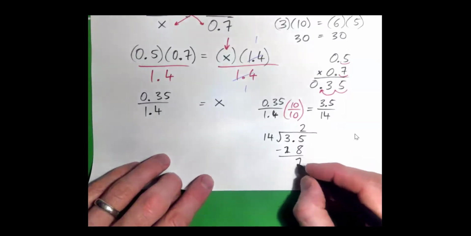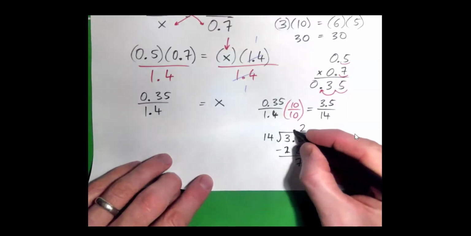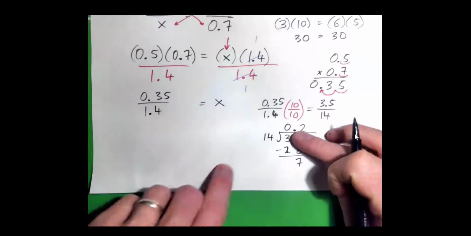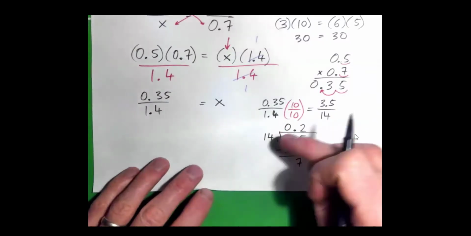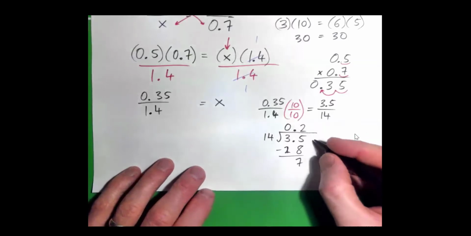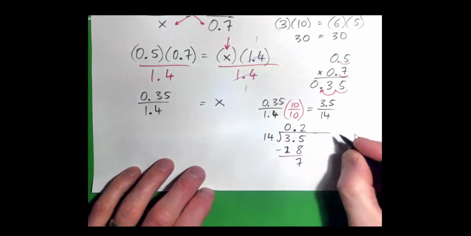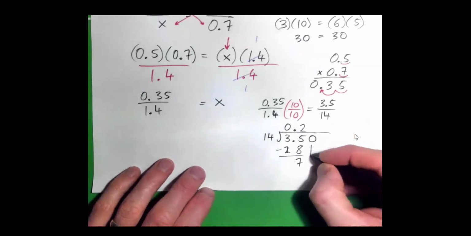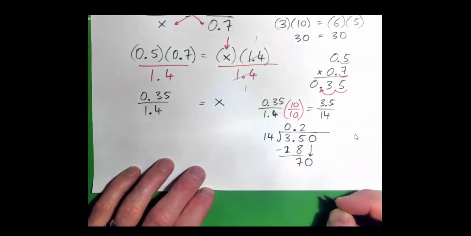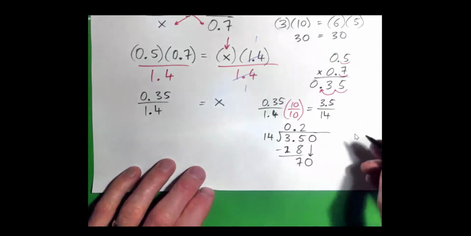7, yeah. And by the way, this decimal point must go up here, right? Because it's like 14 into 3 goes 0 point, 0 times, then 14 into 35, 2 times, remainder 7. And now what? Then you've got to add a 0 to the 3.5, put a 0 here, bring it down, and then bring down 70. So 14 into 70?